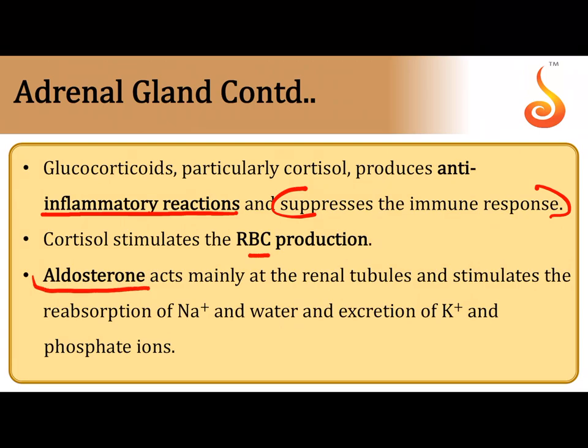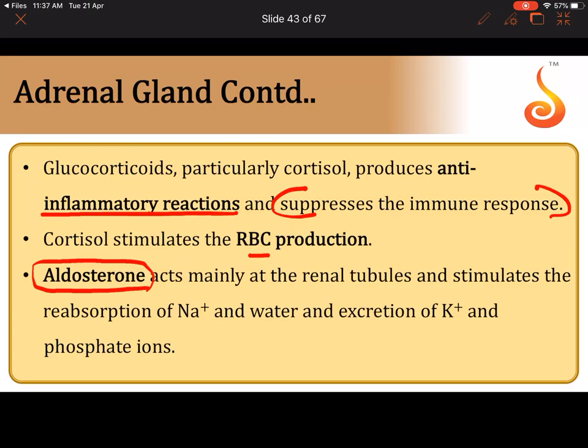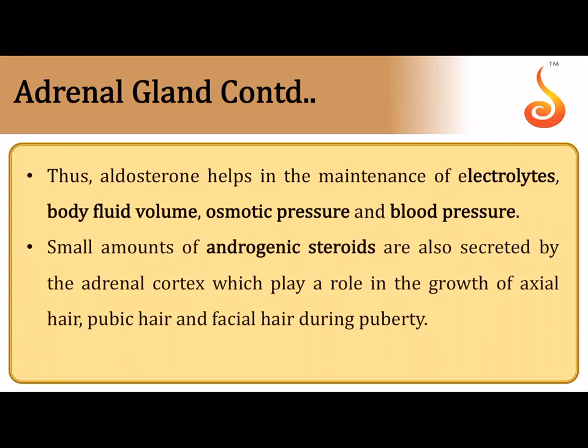And I told you the mineralocorticoid, so we just completed discussing cortisol or glucocorticoid. The mineralocorticoid that we need to learn here is aldosterone. Aldosterone stimulates the reabsorption of sodium and excretion of potassium and phosphate, even calcium also, from your renal tubules. Thus, aldosterone maintains body fluid volume, osmotic pressure, and blood pressure.